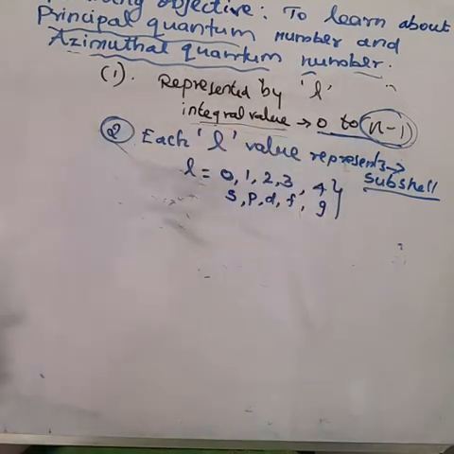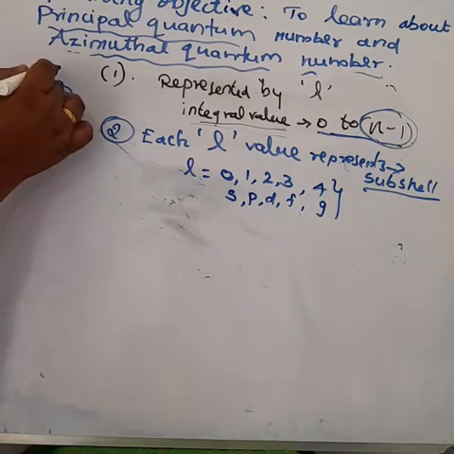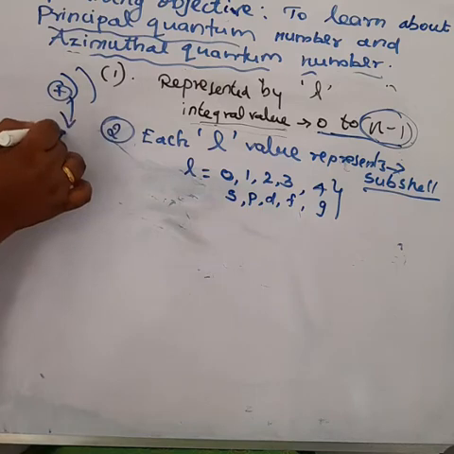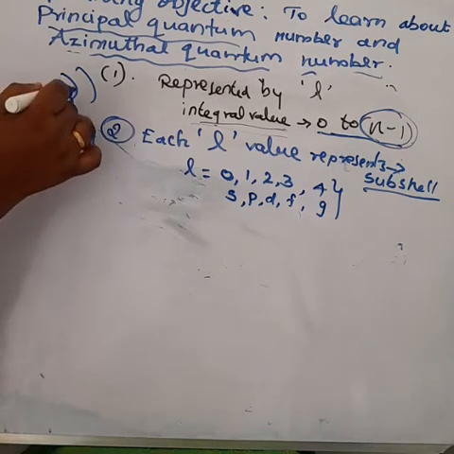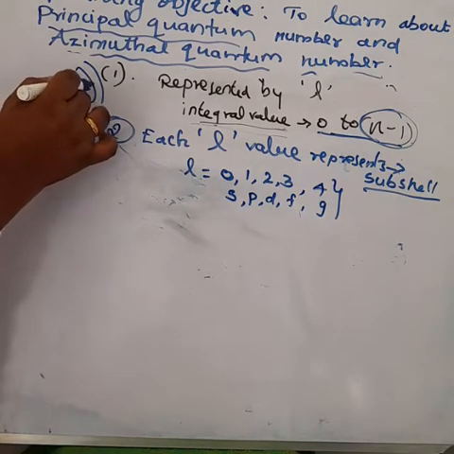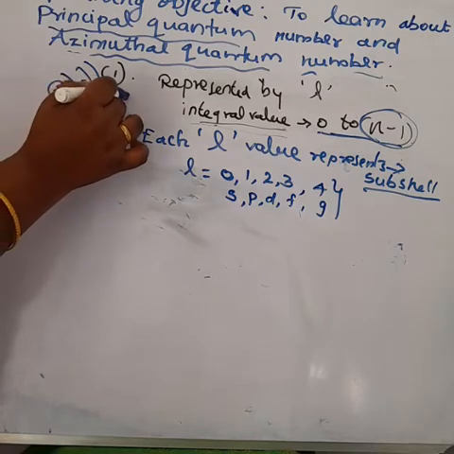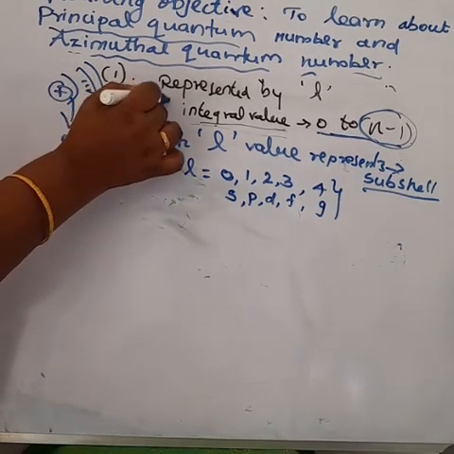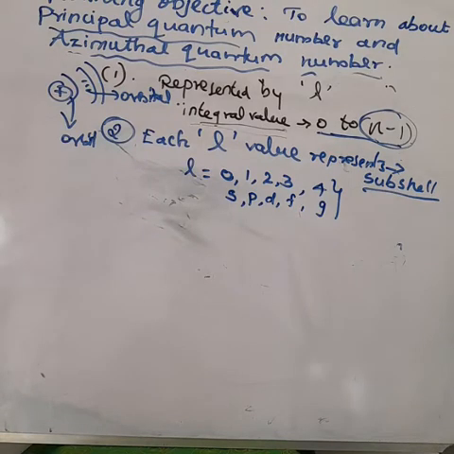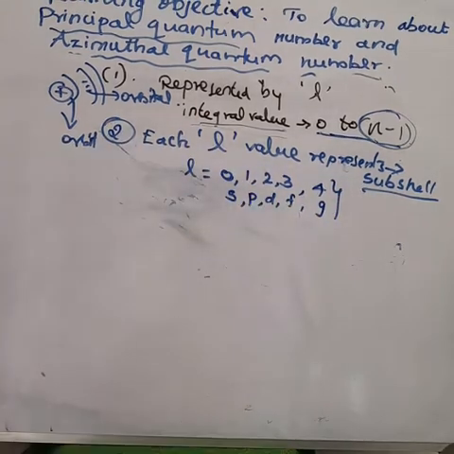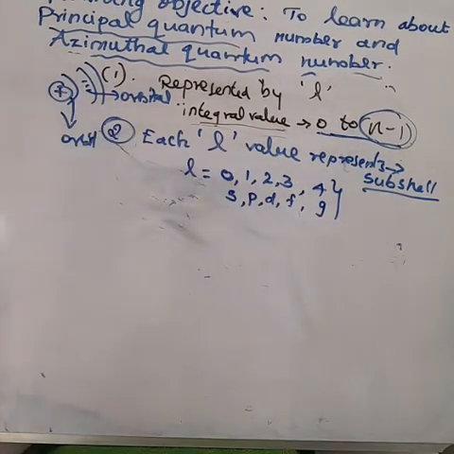Subshell means orbital. Already we studied about that orbital. Orbital means inside the orbit, having the orbital. The electrons revolve around the nucleus in a circular path, which we call the shell or orbit. Inside the orbit, orbitals are there, or inside the shell, subshells are there. Okay, so l denotes the subshell. Understood clearly?